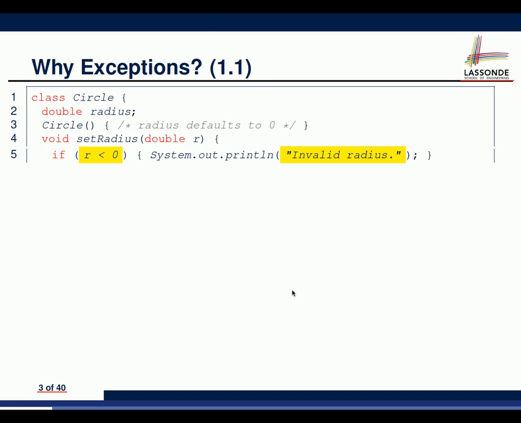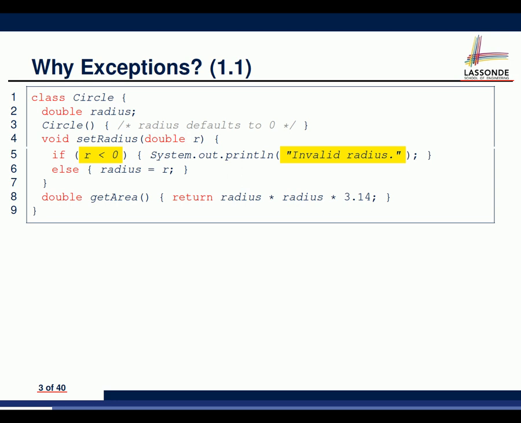Now let's do a little bit of error handling. If r happens to be negative, then we'll print out something to the console: invalid radius. Otherwise, radius is assigned to r. Basically, if it is invalid, print some error message and don't do anything. Otherwise, set r to be the radius. Easy class. And then we also get area over here. So far, so good.